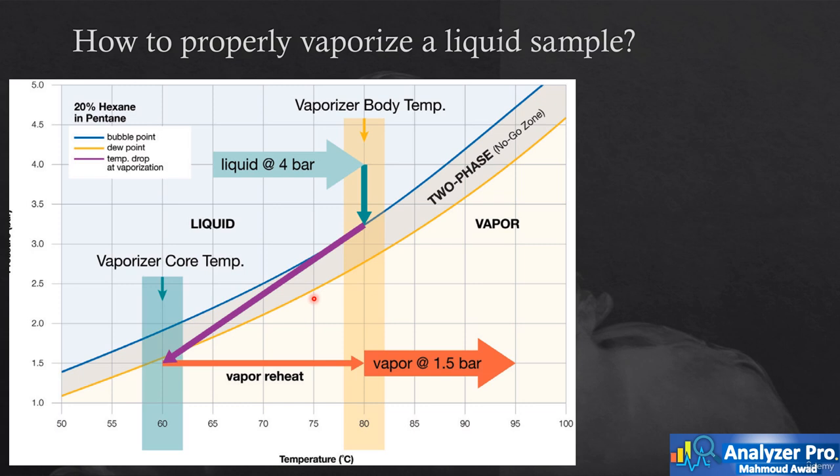This figure represents a phase diagram for 20% hexane and pentane. When the sample is above the bubble point, blue line, it's all liquid. We want the sample to be all liquid when it enters the vaporizer. When the mixture is below the dew point, gold line, it's all vapor. The sample must be all vapor when it leaves the vaporizer.